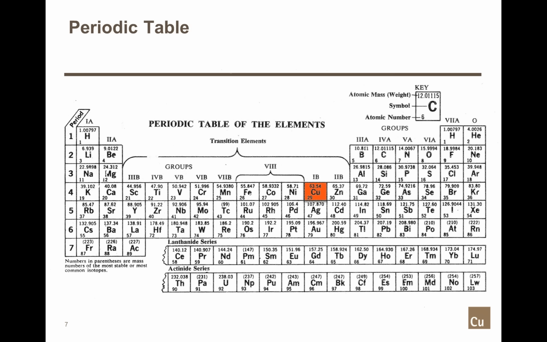On the periodic chart of elements, copper is highlighted here, but it is in the transition series of elements near nickel and zinc. But if you look vertically in that group, just below it is silver, and further below that is gold, Au. So it's chemically similar to the other noble metals, silver and gold.